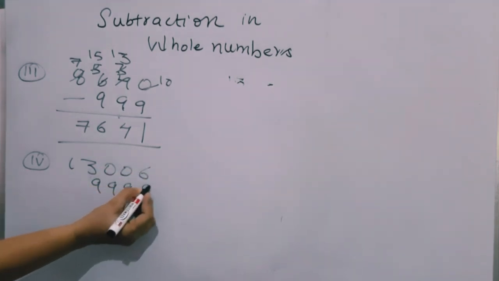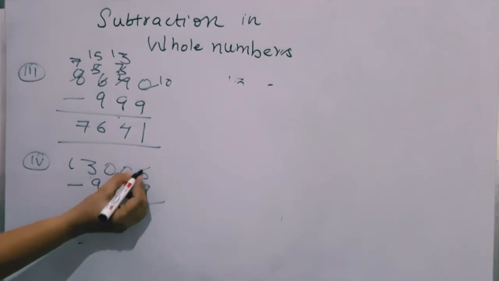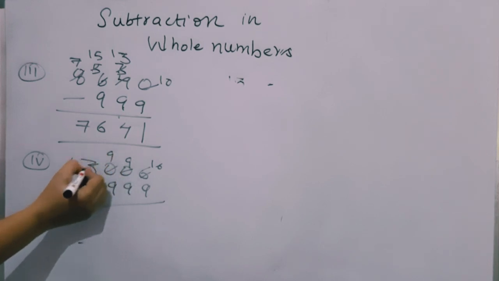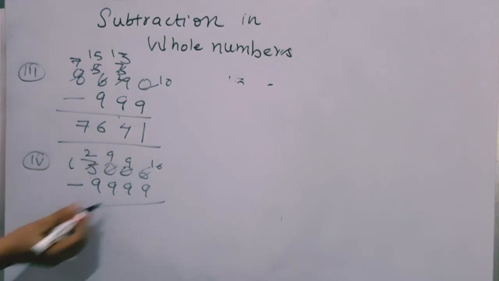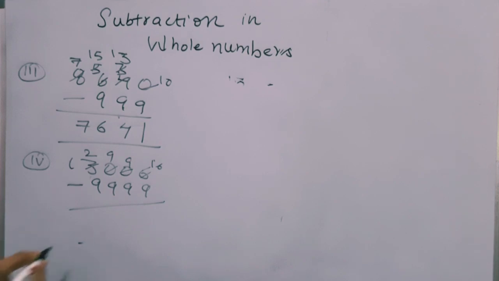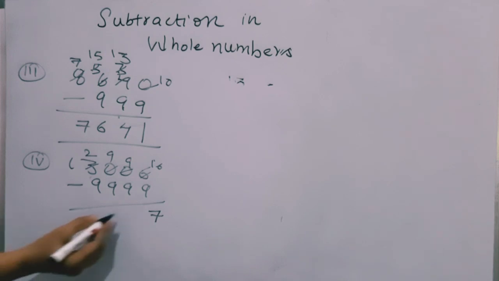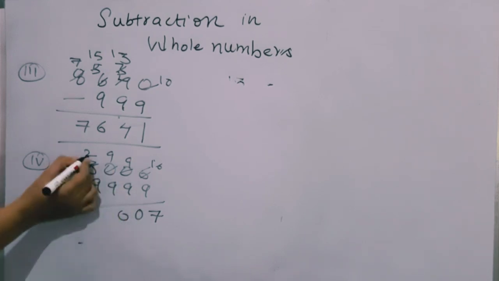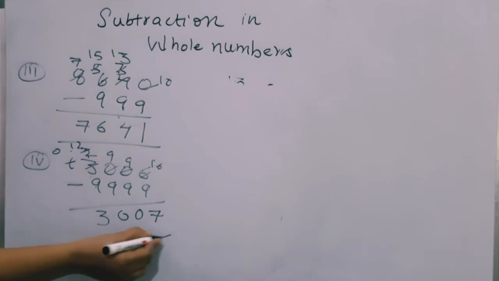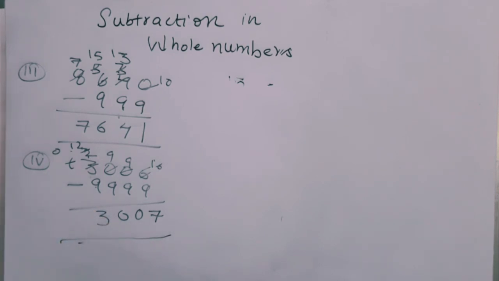This is the fourth option, 9,999. We have to subtract. 6 minus 9 is not possible, so carry must be taken. This would have become 2. So 16 minus 9. 16 minus 9 is 7, right? Now 9 minus 9 is 0, 9 minus 9 is 0, 2 minus 9 is not possible, again carry. 12 minus 9 is 3. So this is the answer. So we have completed all the 4 options.